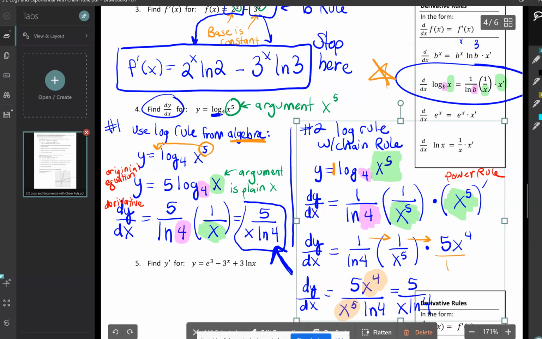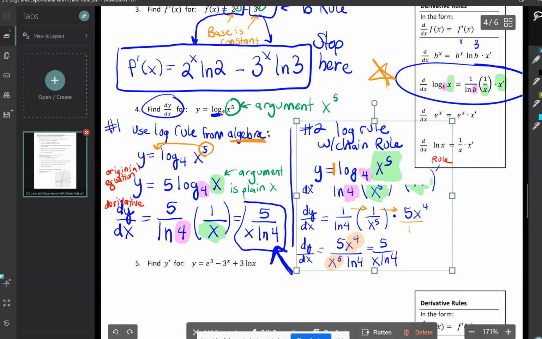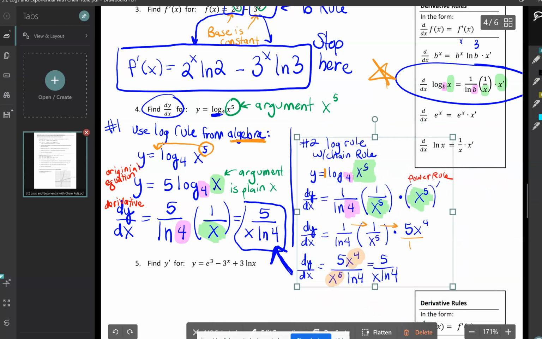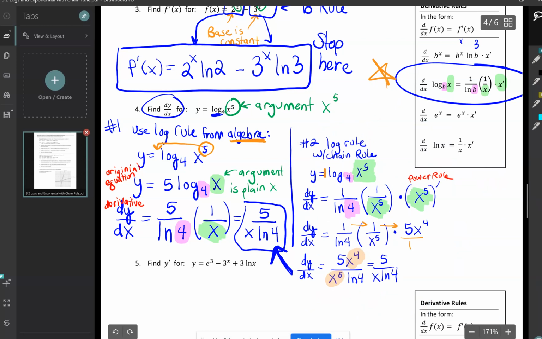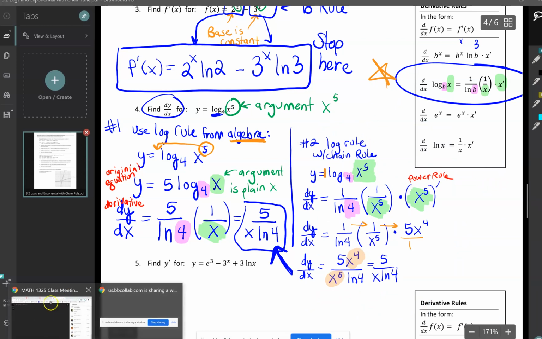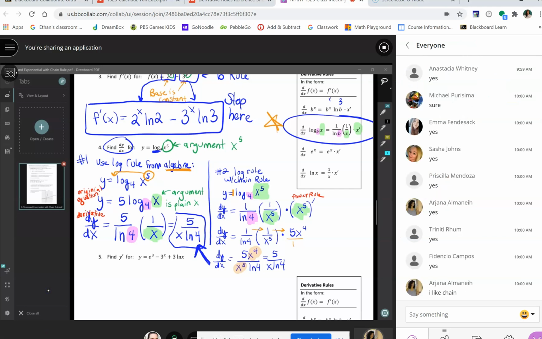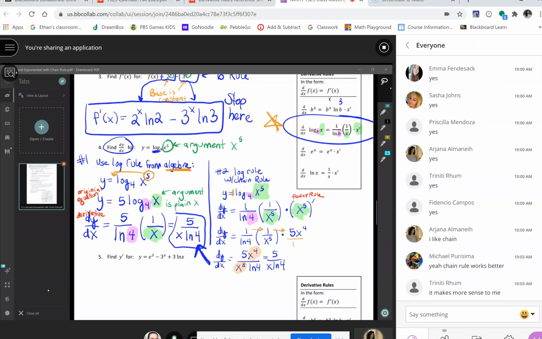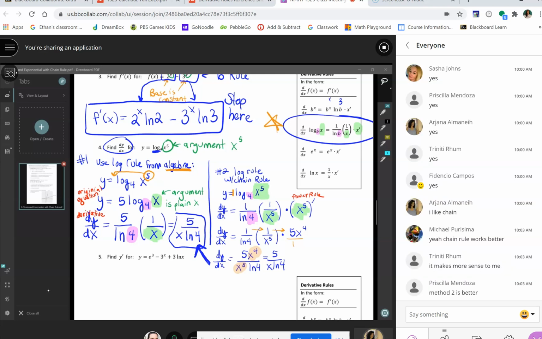I don't know. Maybe I like method 2 better. I don't know. Maybe I like it better. Show me a status on how you're feeling. Arjana likes the chain rule. Michael likes the chain rule. Trinity likes it. Method 2 is better. Yay, calculus. Calculus for the win. I love it. Okay. Cool. I'll do chain rule from now on.